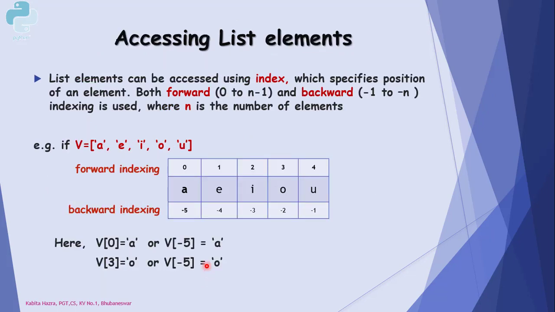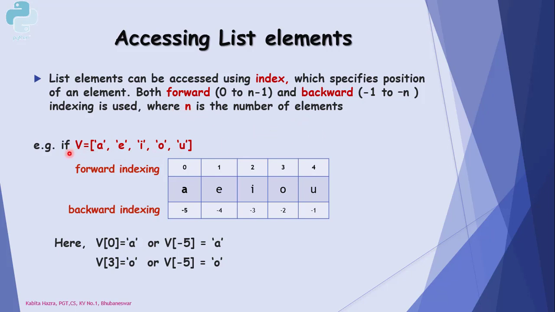Lists can be accessed using an index, which specifies their position. Both forward and backward indexing is used. Forward indexing starts with index 0 to n-1, whereas backward indexing starts with -1 and goes up to -n, where n represents the number of elements.